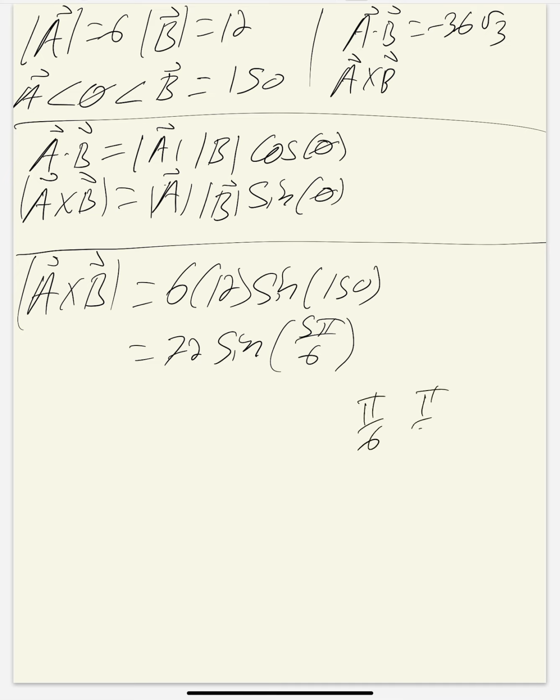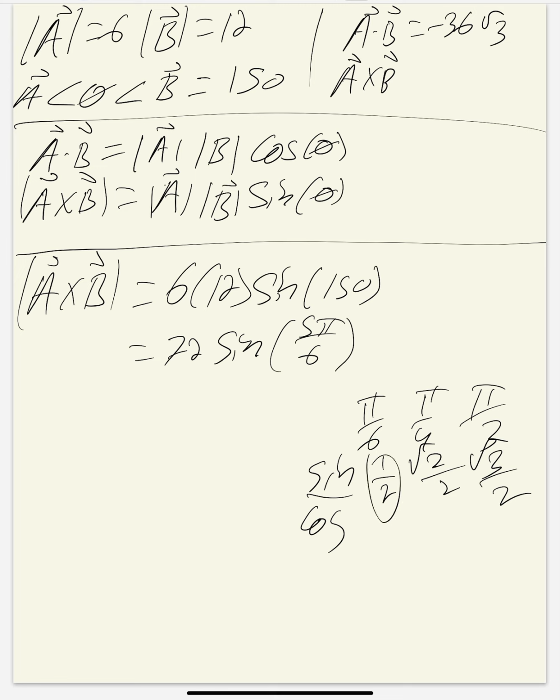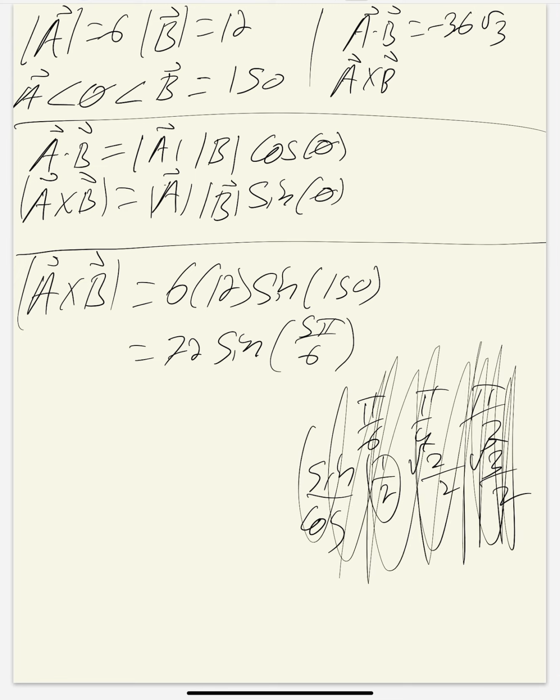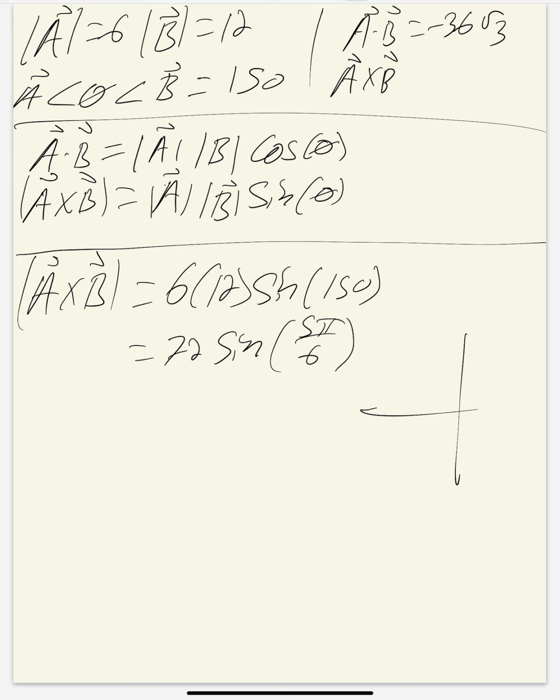Pi over 6, pi over 4, pi over 3. Sine divided by cosine equals tangent. 1, 2, 3. Okay. And square root of each of these. 5 pi over 6 is going to be 1/2. And where is 1/2 in the unit circle? So again, we're going to be in this quadrant. We have plus, plus, minus, plus. Sine is the y value. So we know that this is going to be 72 times 1/2. And this is equal to 36.